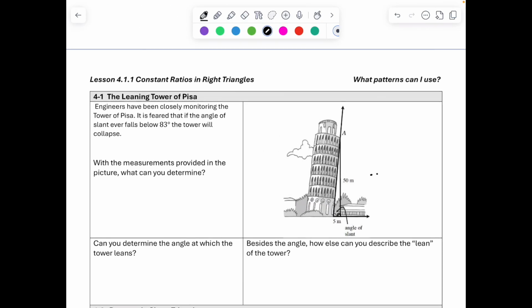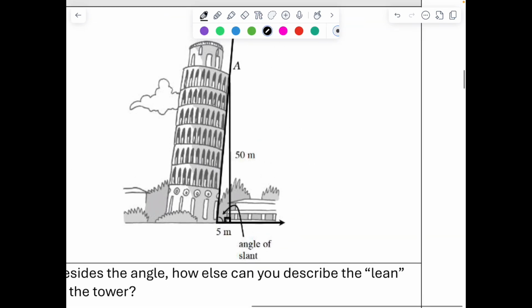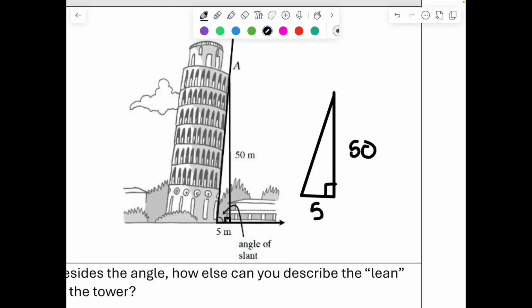So with the measurements provided in the picture, what can we determine? Well, I see a triangle here, and we've talked a lot about triangles so far. I also see that it's a right triangle. This is 5 meters down here and 50. So one thing we've talked about so far is Pythagorean theorem. So we could definitely determine this height right here, C.